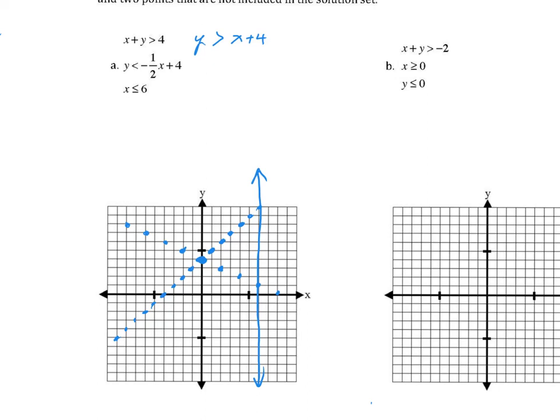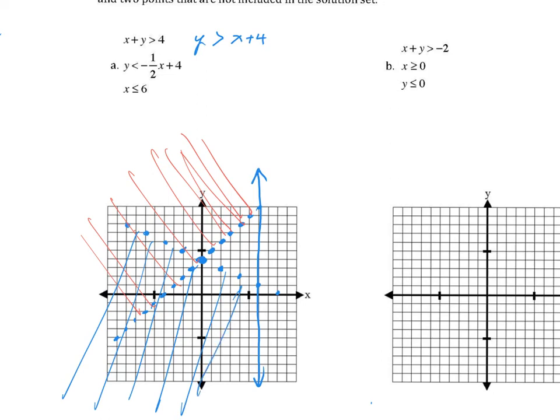I'm sorry. The top one, y is greater than x plus 4. Y is greater than x plus 4. Y is less than. And y is less than 6.